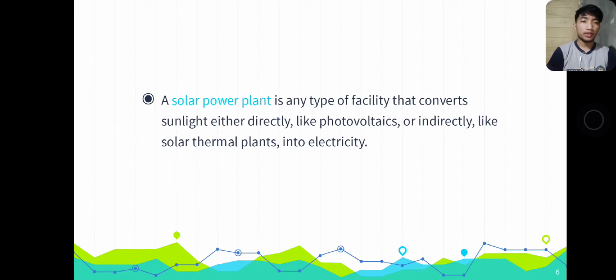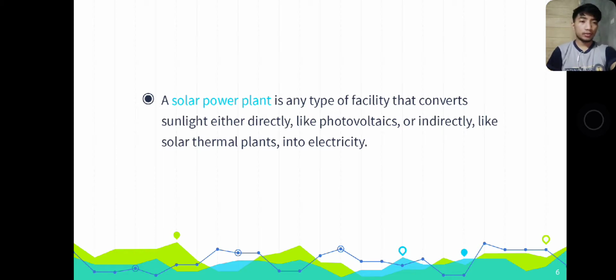A solar power plant is any type of facility that converts sunlight either directly like photovoltaics or indirectly like solar thermal plants into electricity.